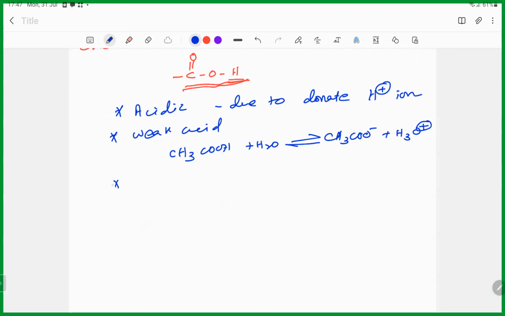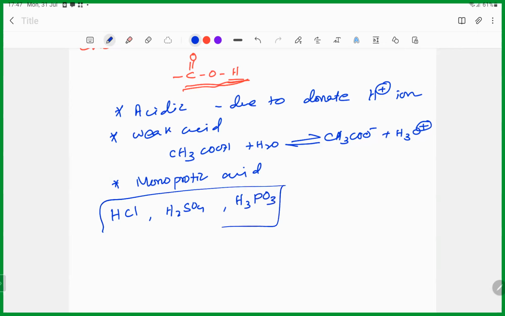It's a monoprotic acid. What is the meaning of monoprotic acid? An acid which contains only one H plus ion is a monoprotic acid. 2 H plus ion, diprotic. 3 H plus ion, triprotic. See the example: you can take HCl, H2SO4 and H3BO3. All are acids. They are called mineral acids, but this one is called an organic acid. So the above one is called organic acid, the below one is called mineral acid.